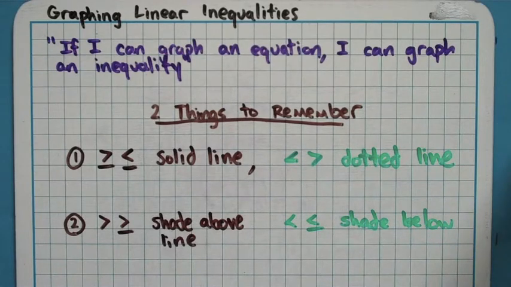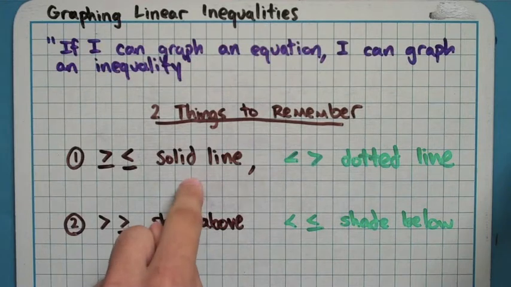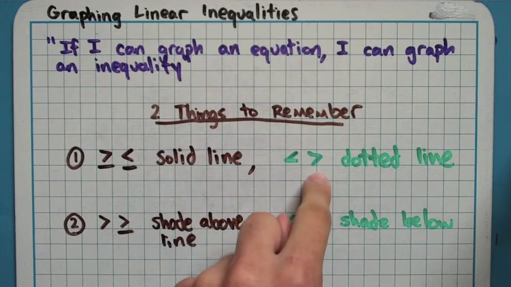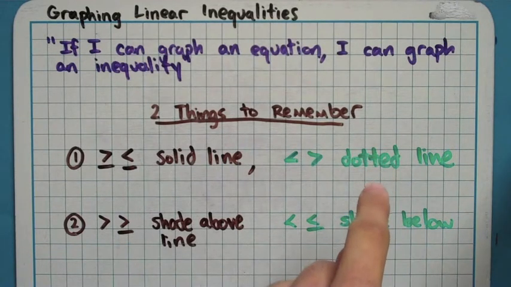The only difference is between regular, ordinary equations. If you see a greater than or equal to or a less than or equal to, so the equal part, the line in your graph is going to be solid. If you just see less than or just see greater than, the graph itself, like the line or whatever you're making, is going to be dotted.